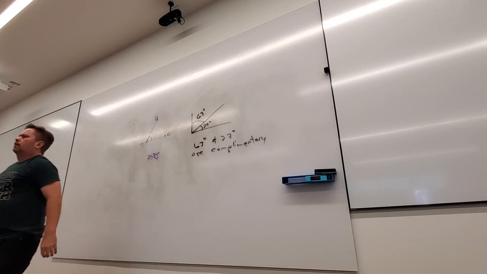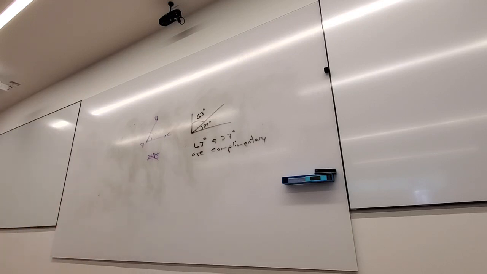Does the term complementary only apply to a 90-degree angle? Good. Complementary angles are two angles that add to be 90 degrees. That make a right triangle. A right angle.